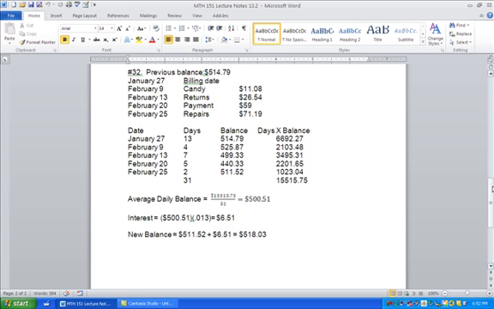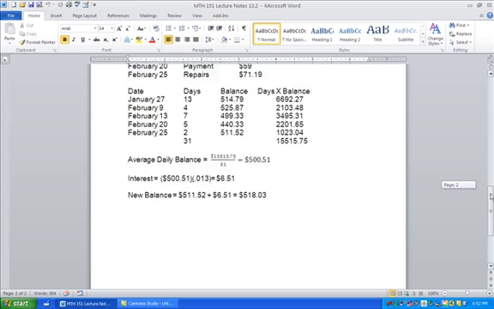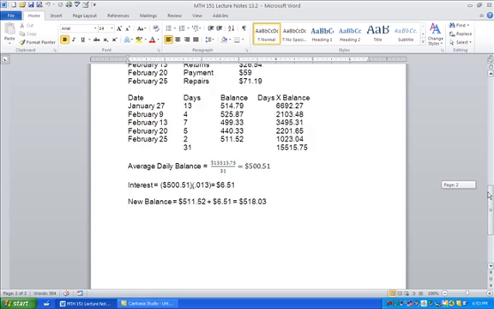Okay, and it takes a little practice to get so that you can list these correctly, but it's really not too hard. The main thing to remember, returns you're going to be subtracting, payments you'll be subtracting, but when anything is charged, you want to add that to the balance. So that takes care of that.